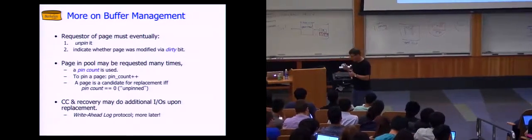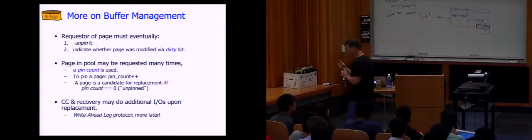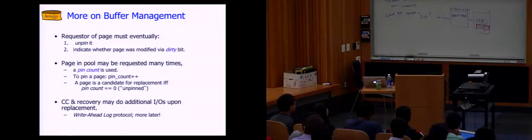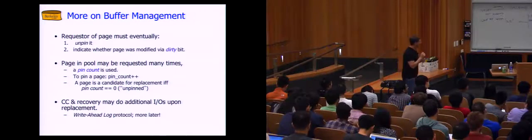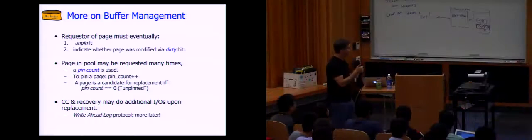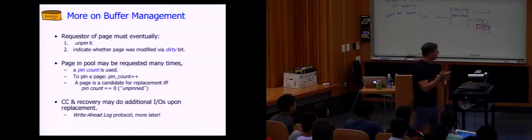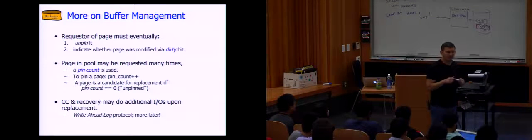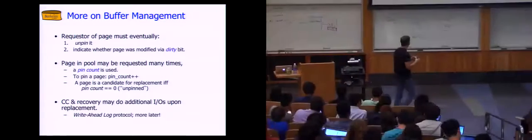So every thread that wants to work with this page will bump the pin count until it's done and then decrement the pin count when it is done. So pinning a page is pin count plus plus, and a page is a candidate for replacement if and only if pin count equals 0. That's what unpinned means. So we can have many pins on a page.